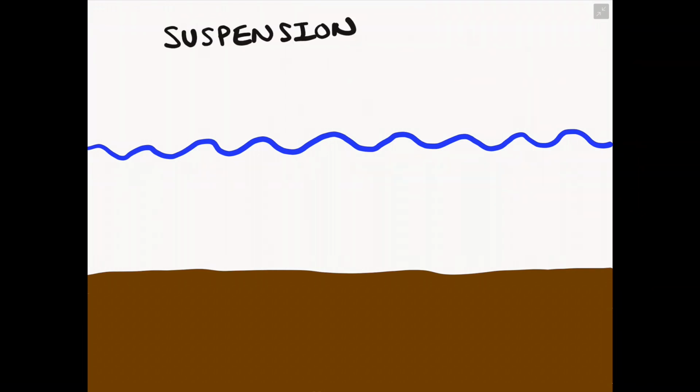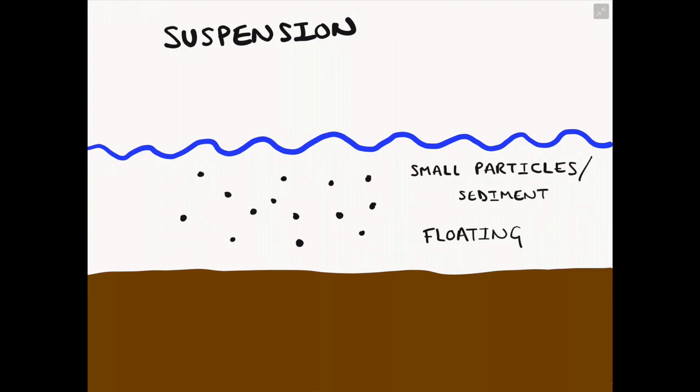The third transportation method is known as suspension. This involves much smaller particles such as grains of sand being suspended or floating in the actual waves and in the sea or the body of water. Therefore, the movement of this particular type of transportation is just the material floating in suspension within the sea.